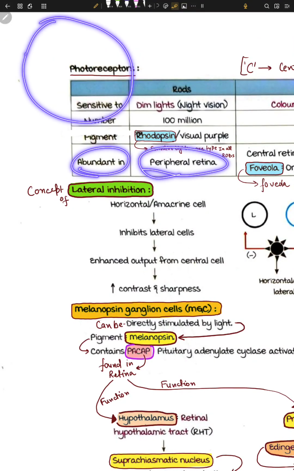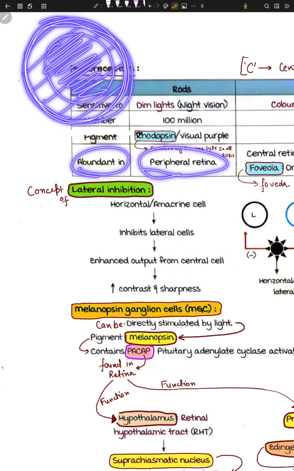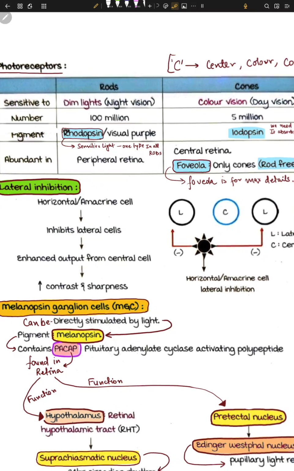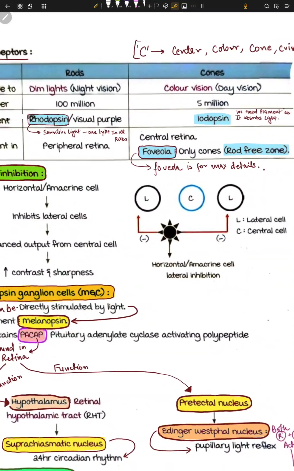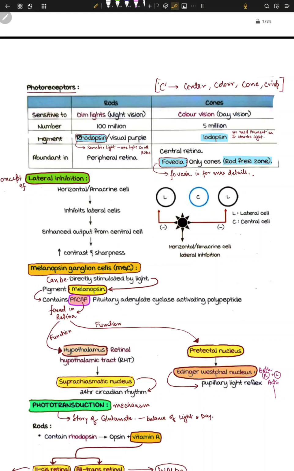This is a retina, for example, and on this side rods are mostly here, like this, on the periphery, and cones are mostly here in the center, and this part we call the fovea. Cool. Fovea is for maximum details, right? Because iodopsin is concentrated in the fovea. Cool. What else should we know?